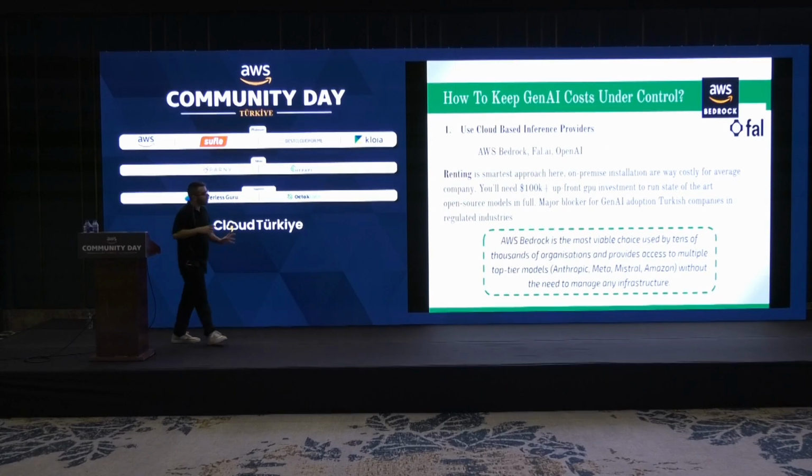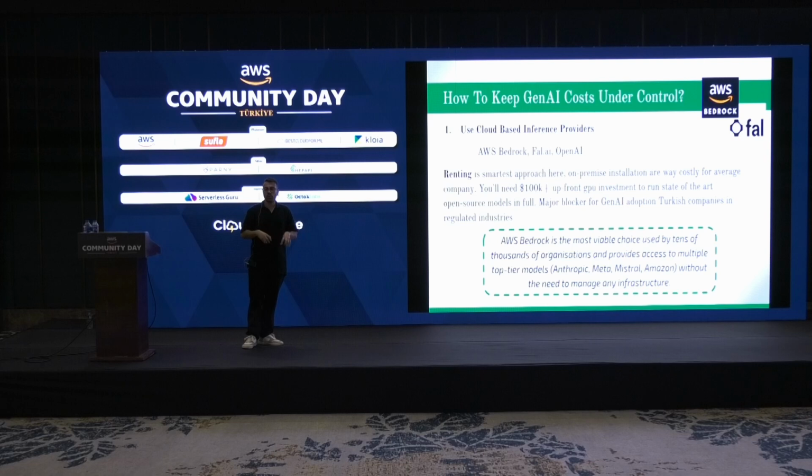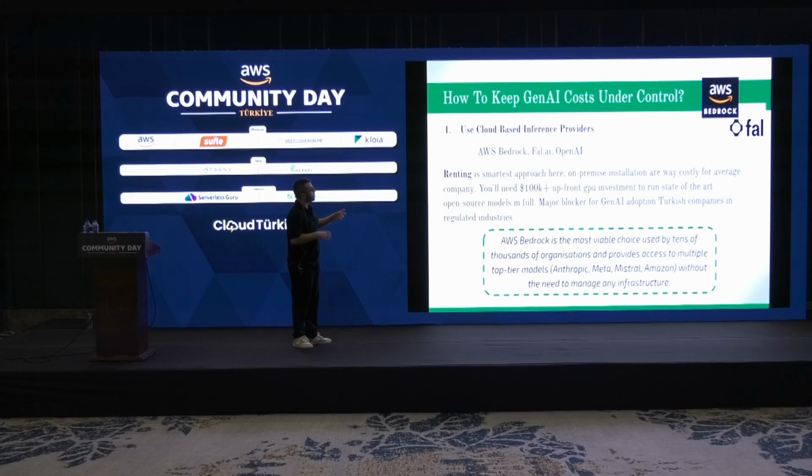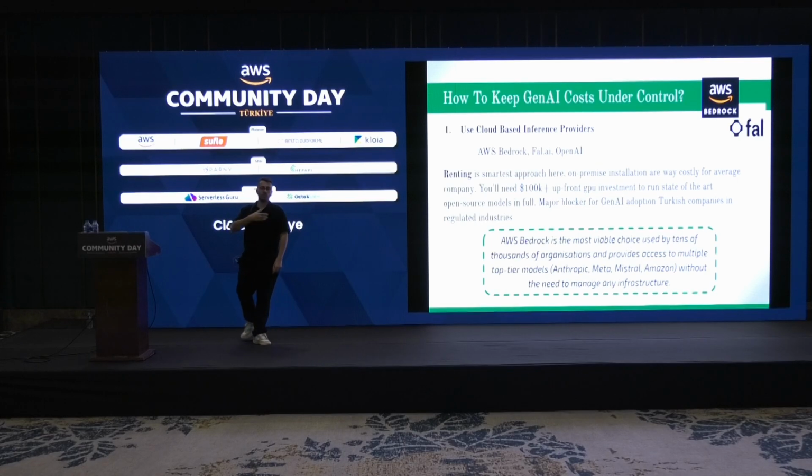So what can we do to keep Gen AI costs under control? The obvious solution is, instead of buying or going down the costly on-prem route, you can start using cloud-based inference providers such as AWS Bedrock, which was introduced recently. It gives you access to many models off the shelf, including those from Anthropic, and also open source alternatives like Llama.